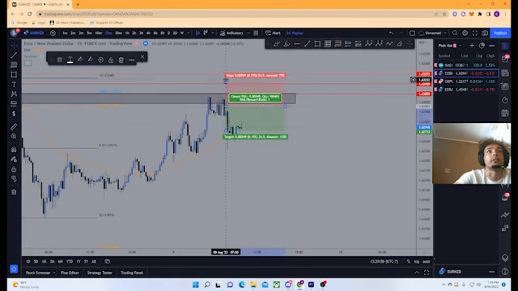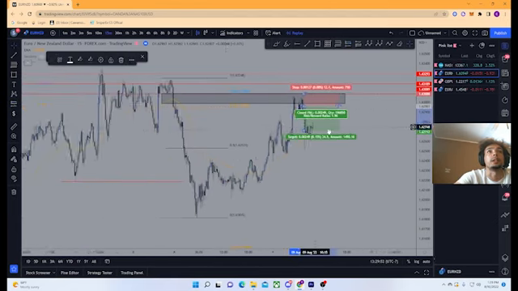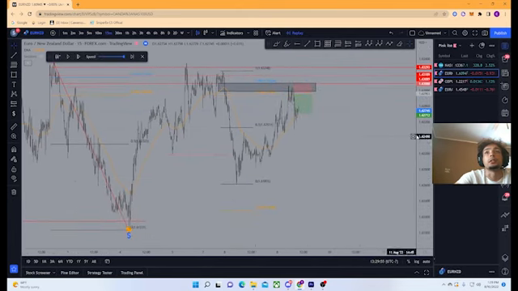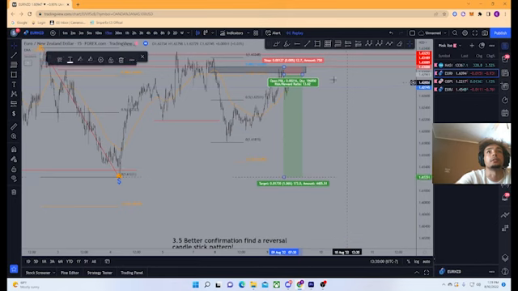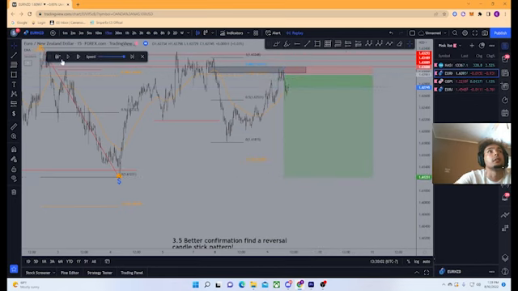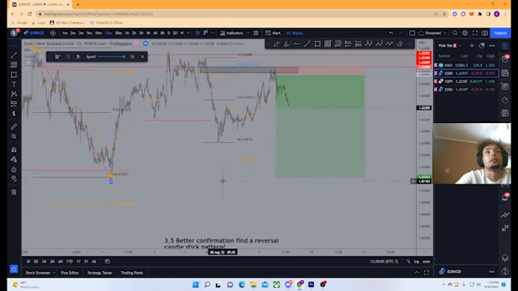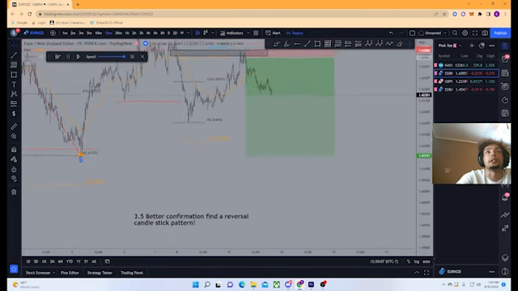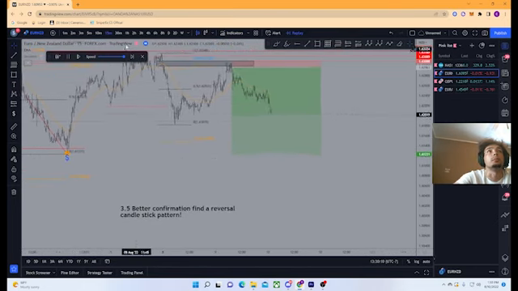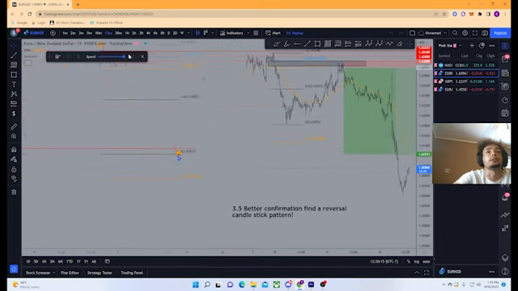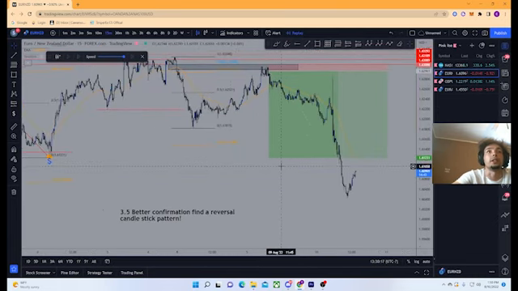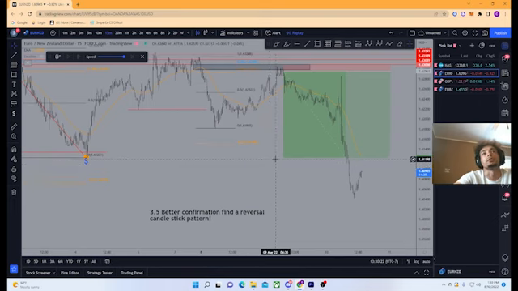Took that entry right here to be realistic, for my stop loss here. And then I went ahead and targeted this low here. And that's step 3.5. That's how you can be more secure with your trades, so you're not guessing and trying to find out if the market is going to go in your direction, if the market is going to hit your entry, and if the market is going to hit your stop loss.